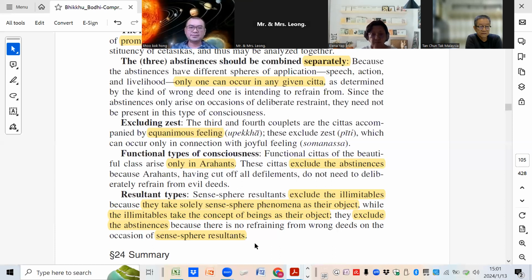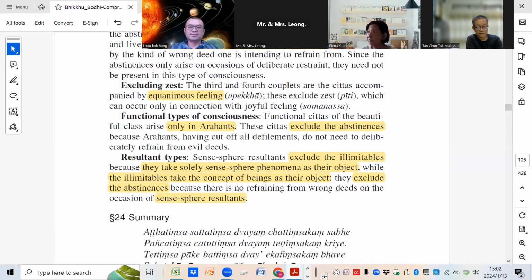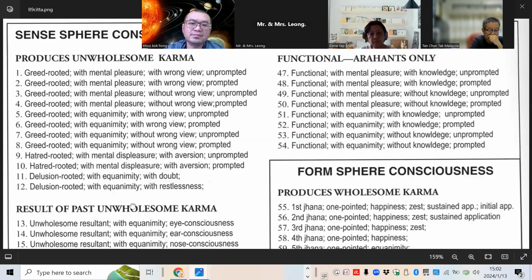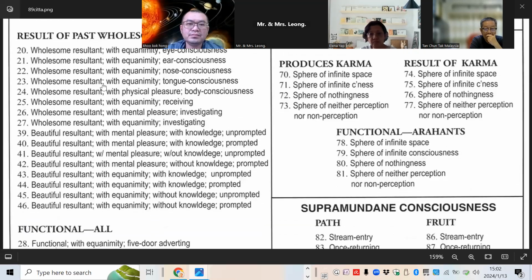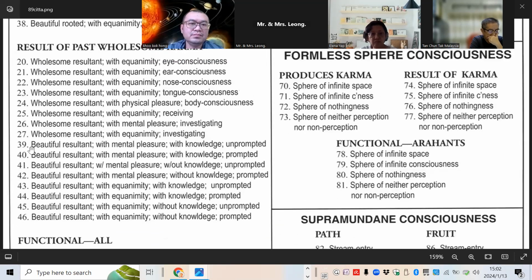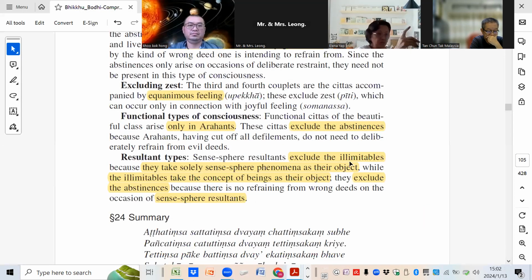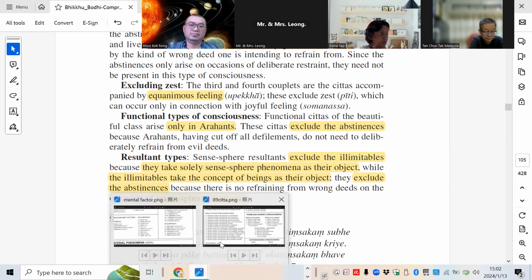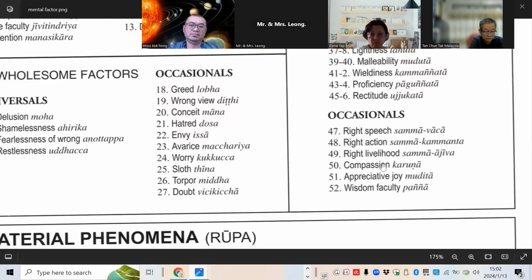So the last one is the resultant type. Where is the resultant type? Class, let's take a look. Here are the resultant. Class, here 39 to 46, the beautiful resultant. So now we talk about all this resultant type. What happens to them is that in this resultant type, basically we exclude the illimitables. What are the illimitables? Class, let's take a look. This is the illimitables, compassion and appreciative joy. We have to exclude them.